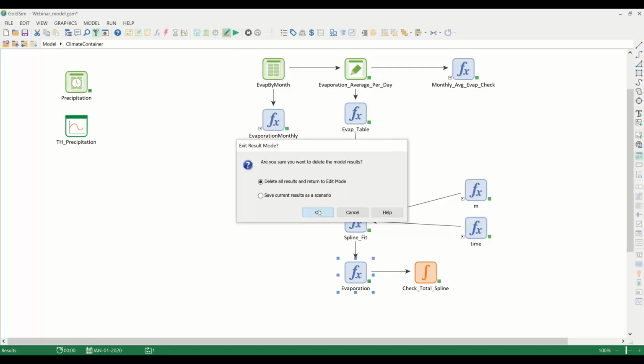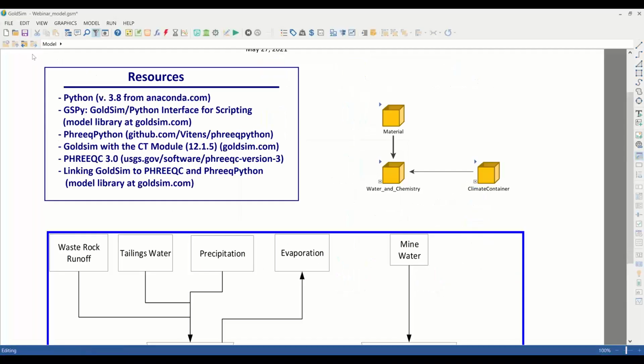Okay, so that's enough for the climate. The other part of this model is the material. I'm using the contaminant transport module, so this container is automatically created.